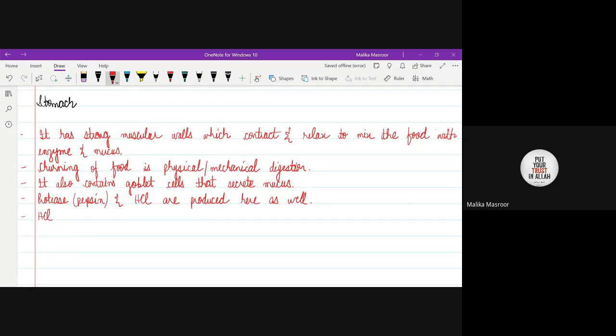HCl itself provides acidic conditions. So acidic conditions and a pH of 2, which kills all the bacteria, and provides optimum conditions for pepsin as well.